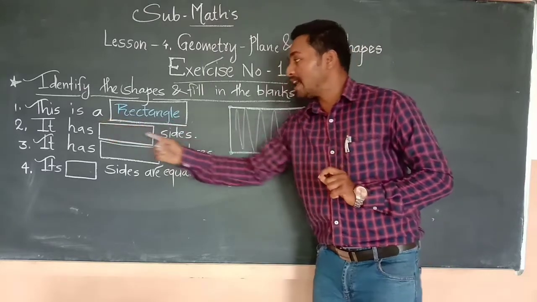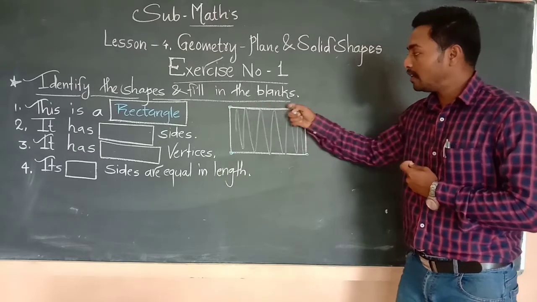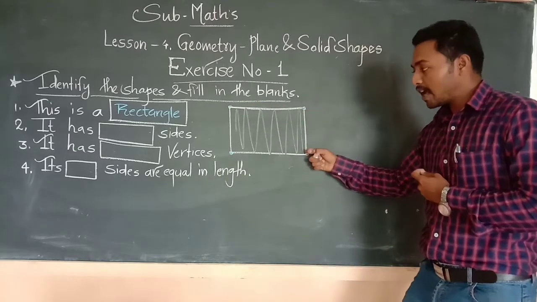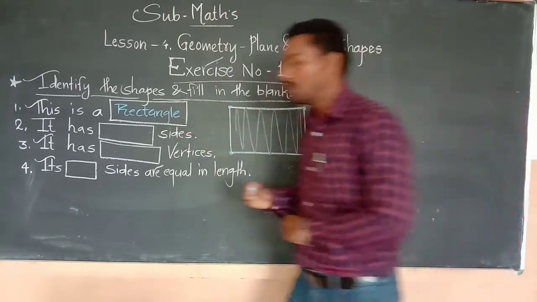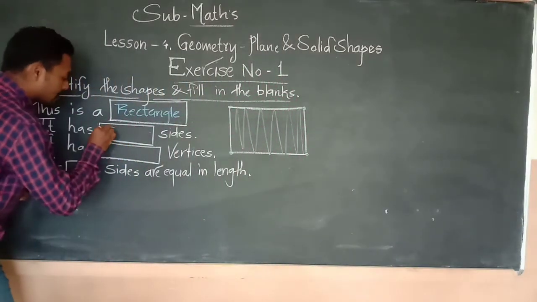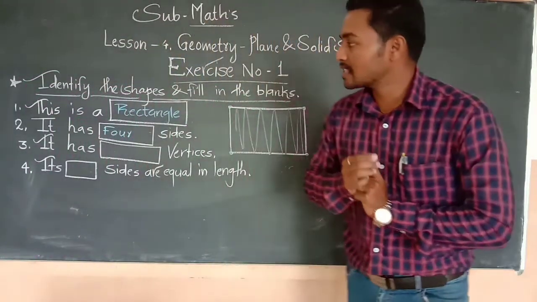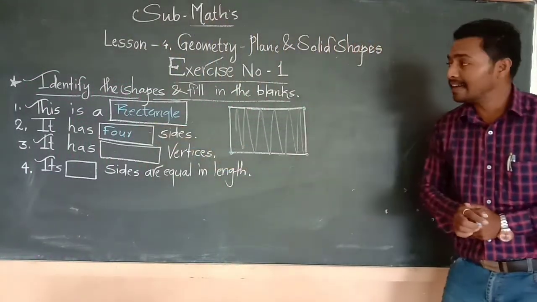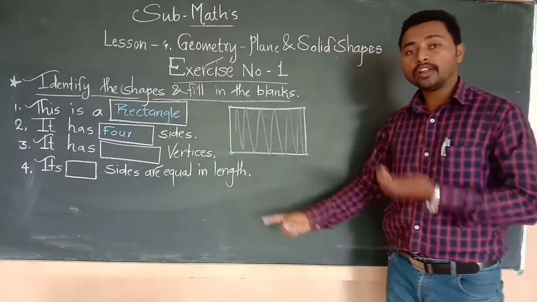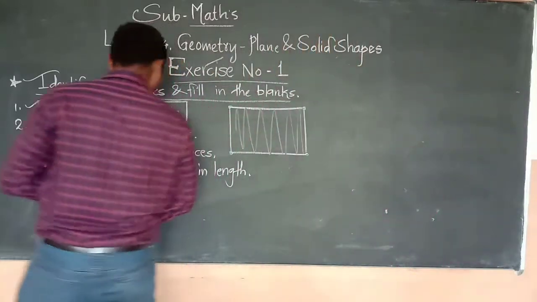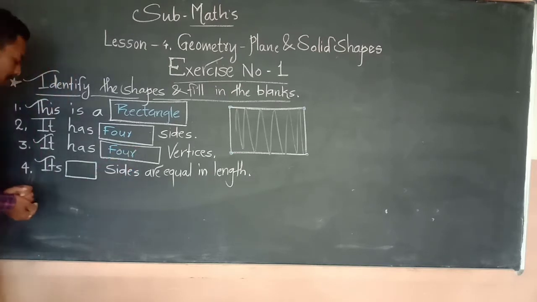Question number 2, it has dash sides. We have to count the sides: 1 side, 2 sides, 3 sides, and the last one, 4 sides. It has how many sides? It has 4 sides. Next, it has dash vertices. It has 1, 2, 3 and 4 vertices. It has how many vertices? It has 4 vertices.